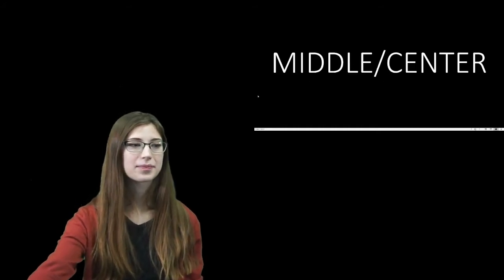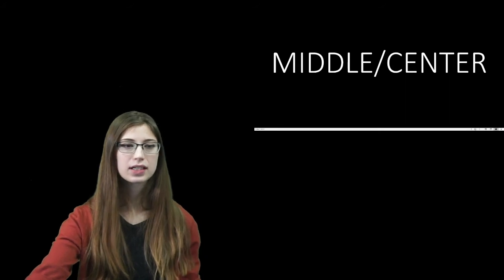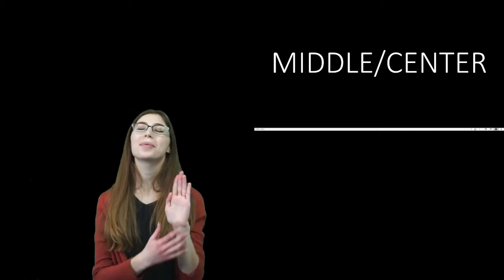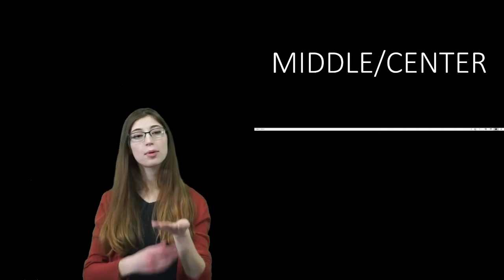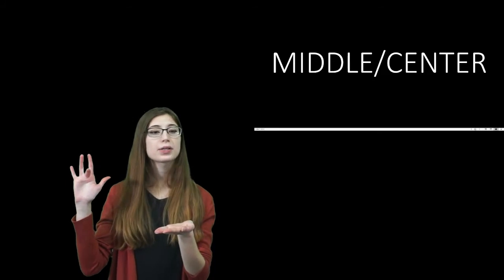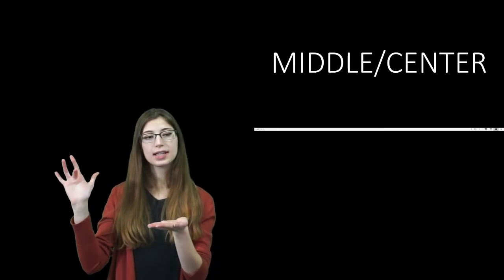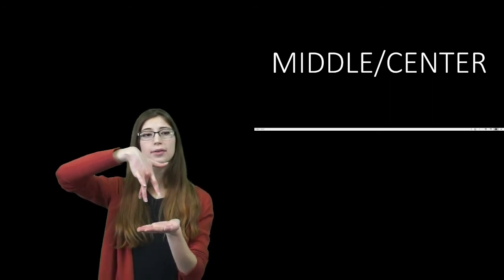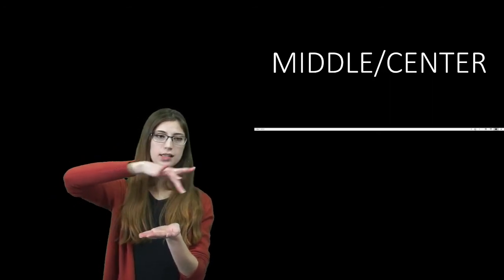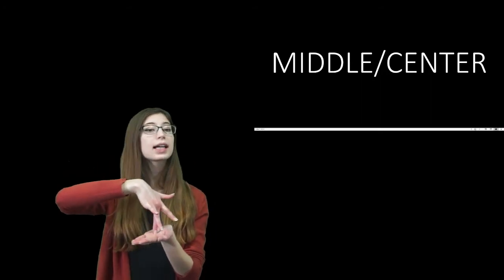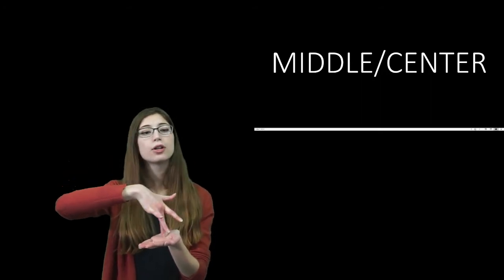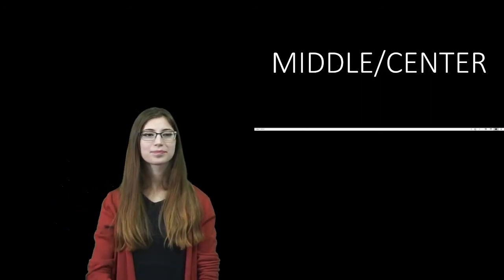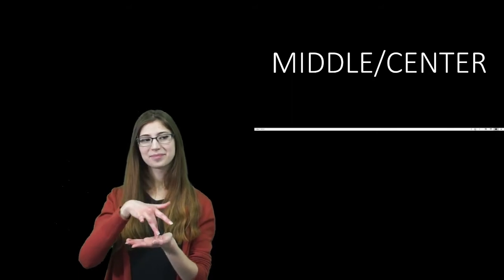Middle or center. So for this sign, you are going to do an open B handshape with your non-dominant hand, palm up. You're going to make a 5 handshape with your dominant hand. And this is just going to start at your fingertips and go around in a circle to your non-dominant side. So it's going to my left, and then it lands neatly in the middle or the center of your palm. Middle. Center.